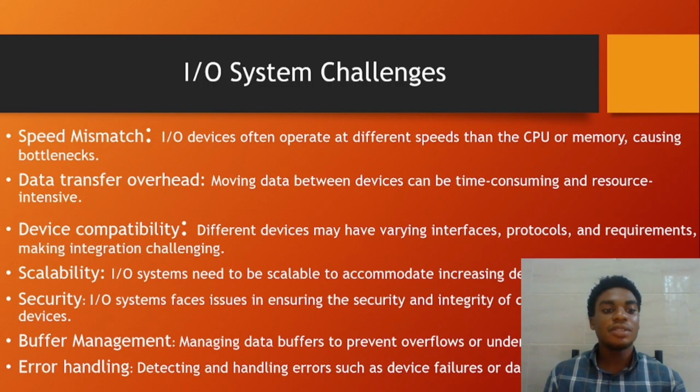Then another one is scalability. I/O system needs to be scalable to accommodate increasing demand and new devices. And the next one is security. Here I/O system faces issue in ensuring the security and integrity of data transfer between devices.